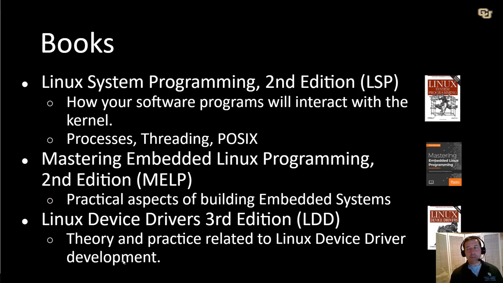I also wanted to talk a little bit about the books that I used in this course. I originally based all the content in this course on them. The first section is based primarily off the Linux System Programming 2nd edition book, which I refer to in some cases by acronym LSP. And this is talking about how the system program is going to interact with the kernel. This is where the processes, threading, and POSIX overview kind of comes from. And part of the first course also covers the Mastering Embedded Linux Programming 2nd edition book. And this has some more of the practical aspects of building embedded systems.